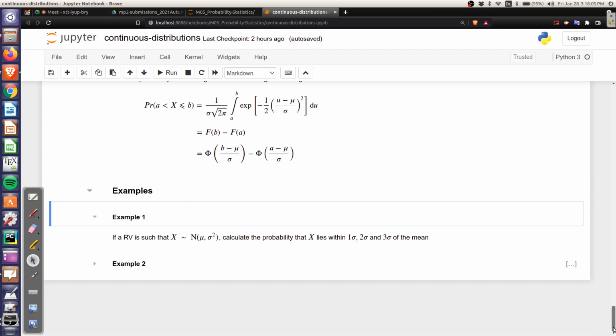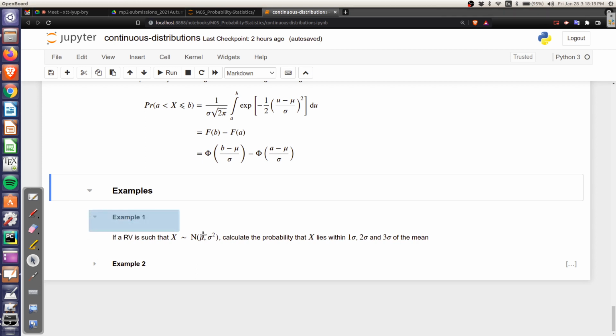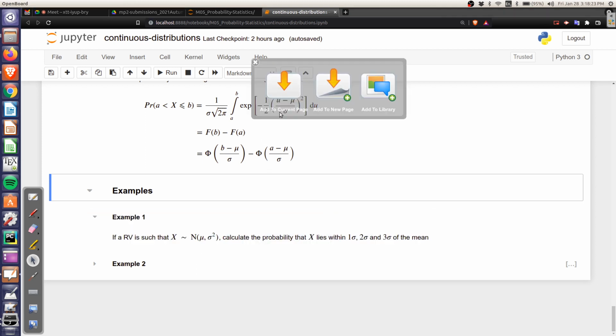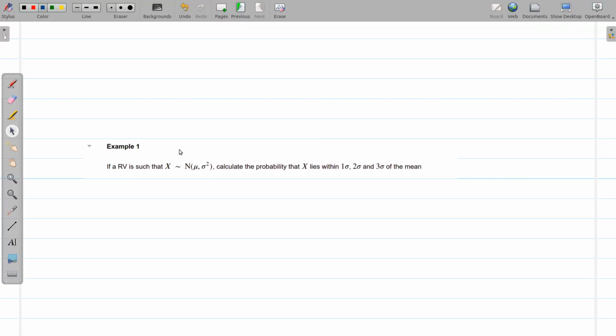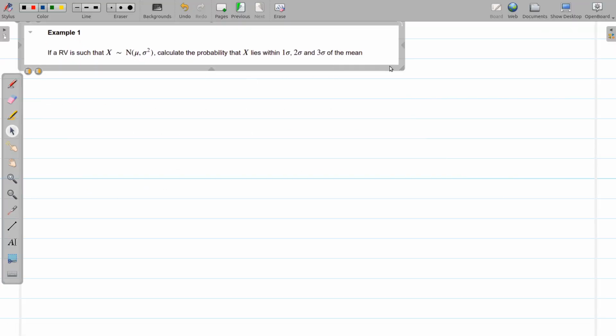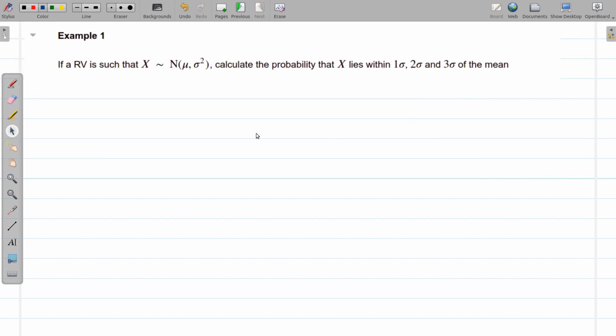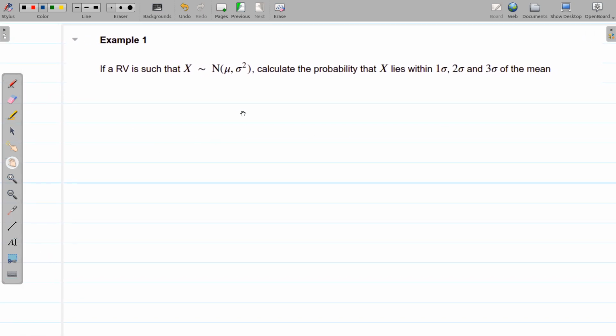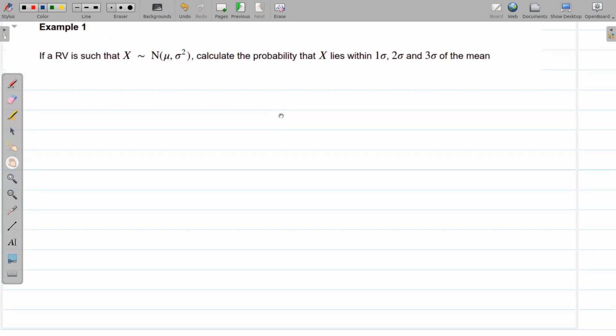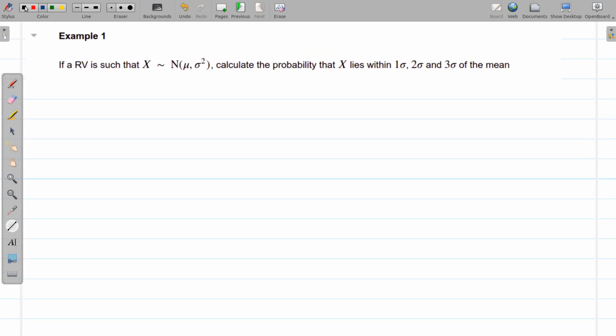The first example is, suppose I have a random variable which is normally distributed, and we need to find the probability that X lies within 1 sigma, 2 sigma and 3 sigma of the mean. Okay, let me take this to a new slide. So this is the problem that we'd like to solve. We want to find the probability that X lies within 1 sigma, 2 sigma and 3 sigma of the mean. What does this mean really?